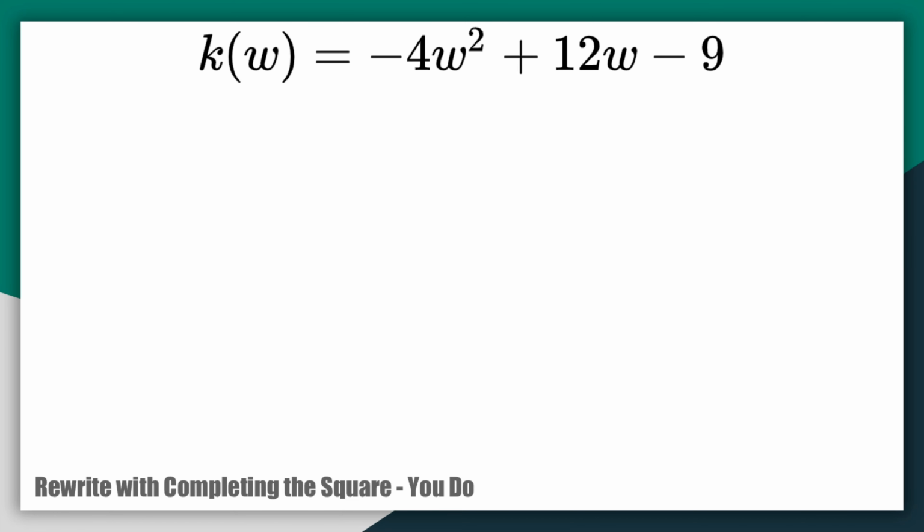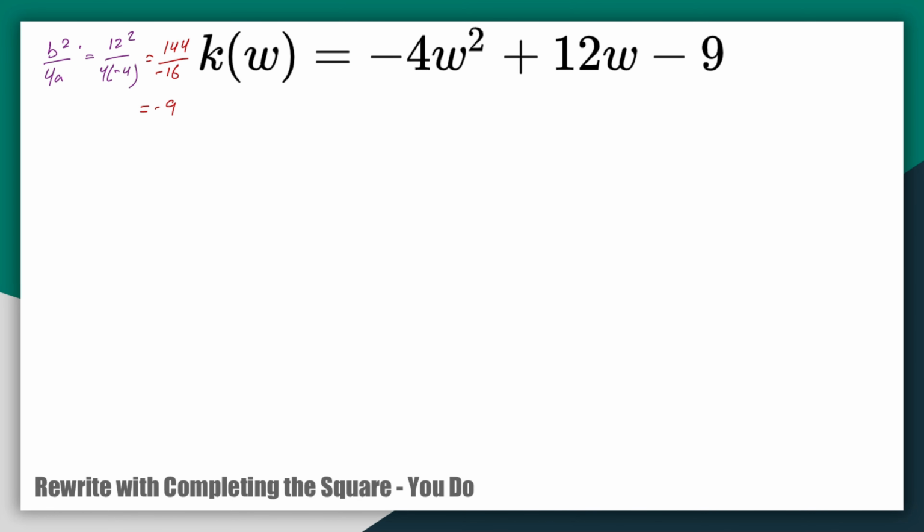Give it a try, and then we'll go over it. All right, hopefully you gave this a try. Let's go over it. We got the b squared over 4a, which is going to be 12 squared over 4 times negative 4, which is going to be equal to 144 divided by negative 16. 144 divided by negative 16 should give you negative 9, okay?